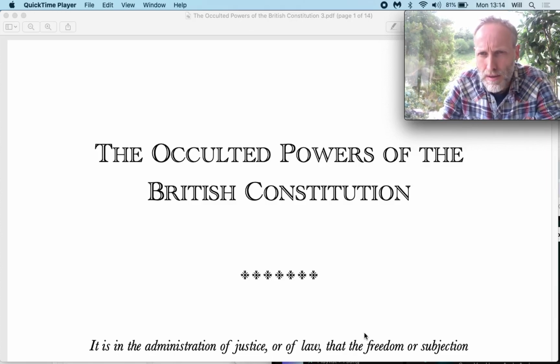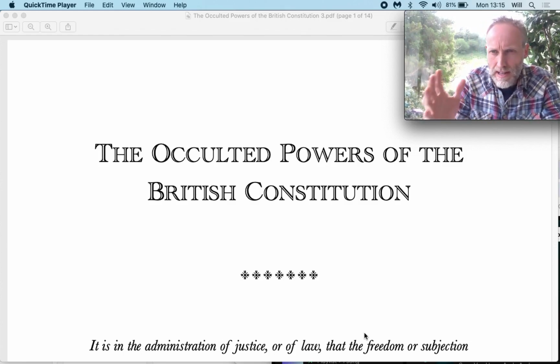Welcome once again. This is the main part one, not the introduction part, but the first bit where we're actually going to get into the document of the occulted powers of the British Constitution in order to explain the constitutional law principles that are being put out by commonlawconstitution.org and lawandalchemy.org. So let's get straight into that.